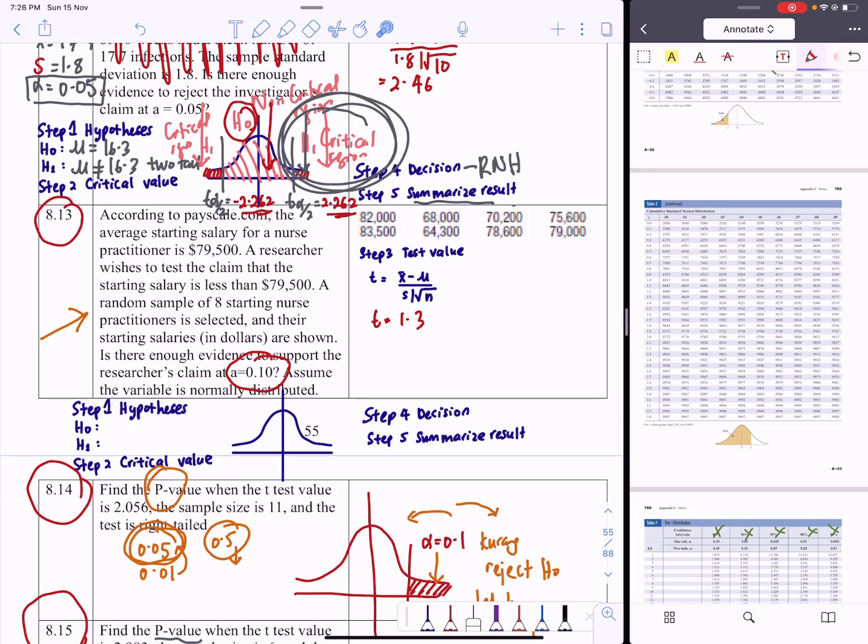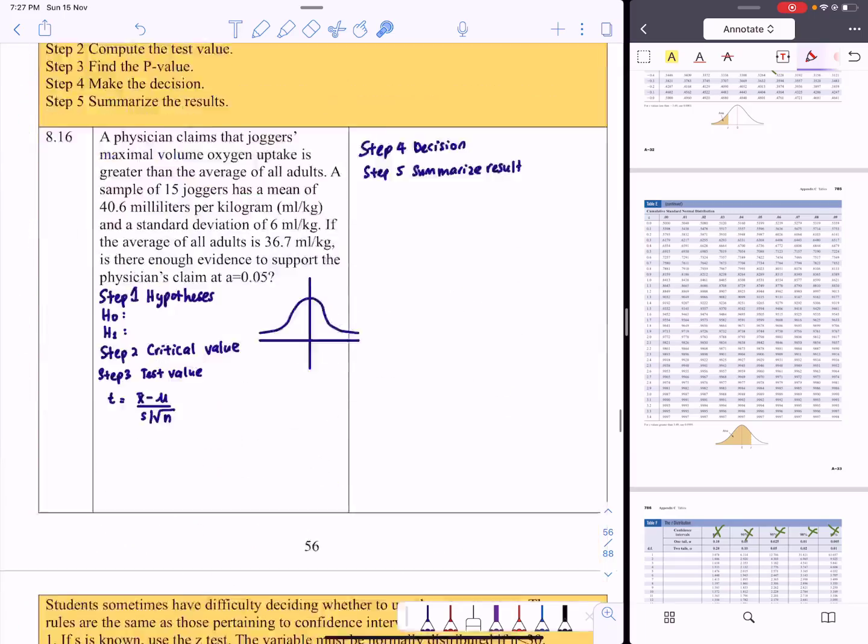For example, a researcher wishes to test the claim that the starting salary is less than 79,500. That is the population information, but they want to check some sample here. They want to compare this sample to the population. That is what we learn in hypothesis testing.